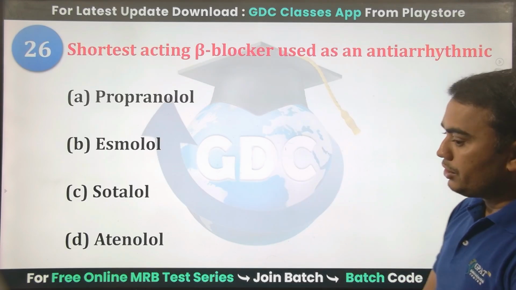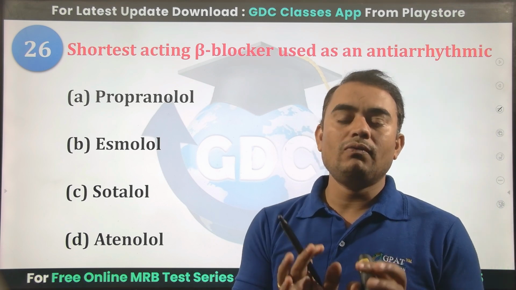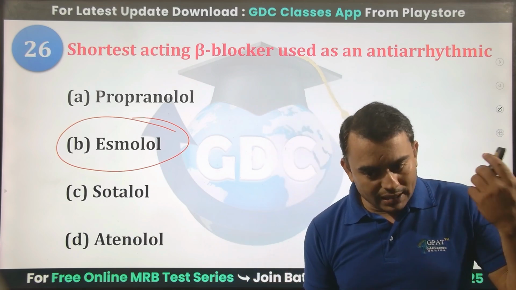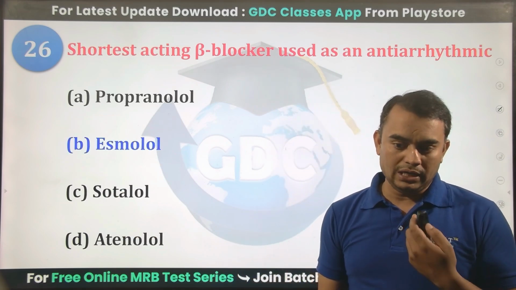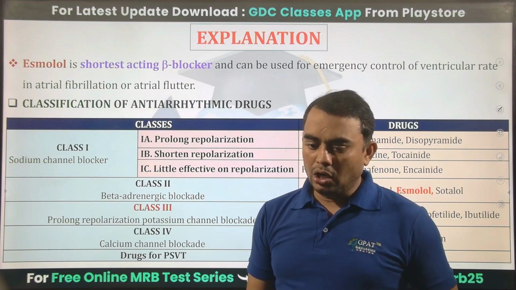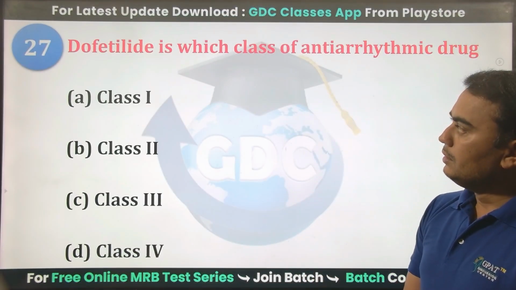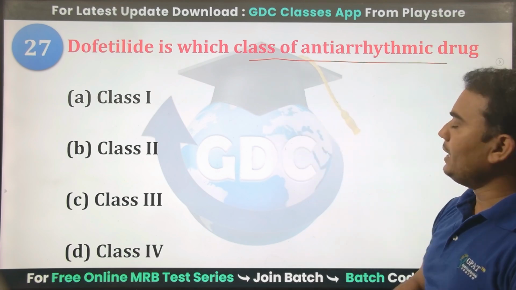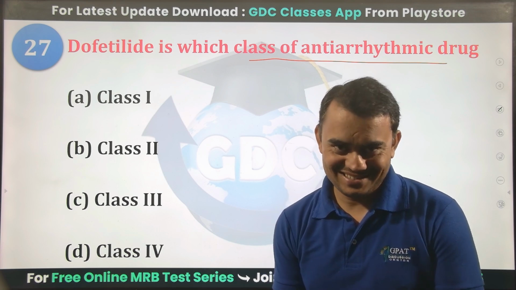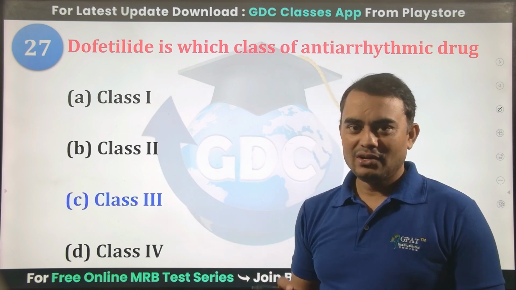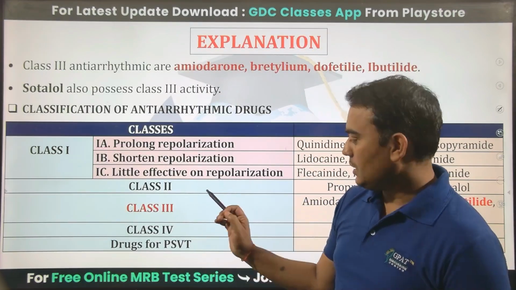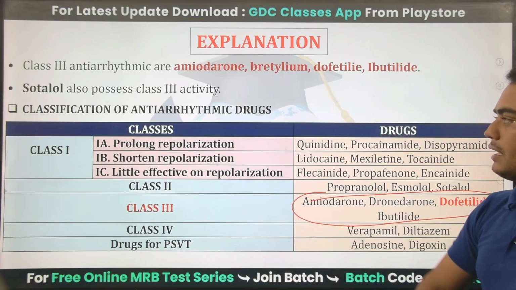Shortest acting beta blocker used as an antiarrhythmic: esmolol. One and only one, esmolol. Yes, it's the shortest acting, while the longest acting beta blocker will be nadolol. Remember both. Dofetilide is which class of antiarrhythmic drug? Class 3. Dofetilide, ibutilide, bretylium, amiodarone, sotalol, these all come under class 3.